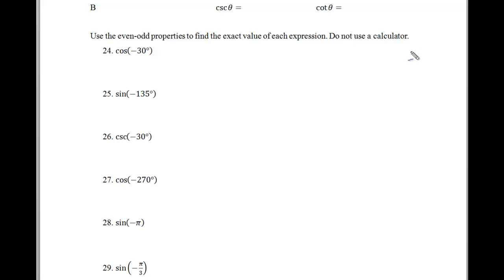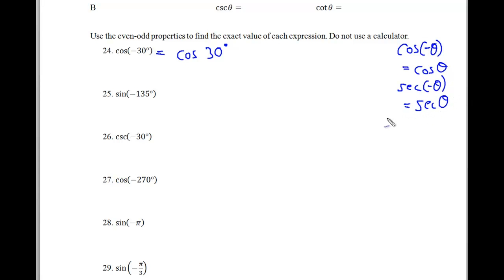So if you have a cosine of a negative angle rotation, that's going to be equal to the cosine of the angle. For example, in this problem here, the cosine of negative 30 is the same thing as cosine of 30 degrees. The same thing goes for secant. There are no examples of that on this page, but the secant of a negative angle rotation is the same thing as secant of the positive.